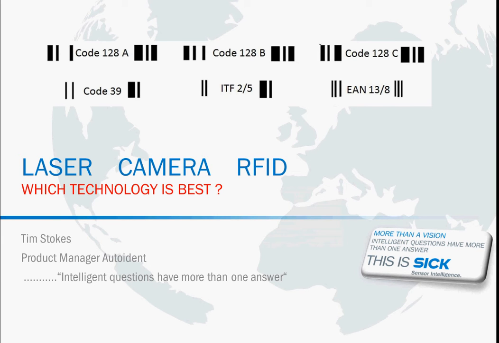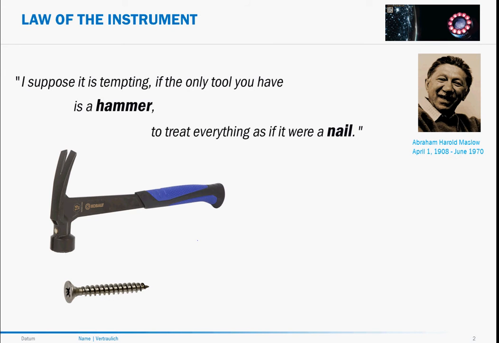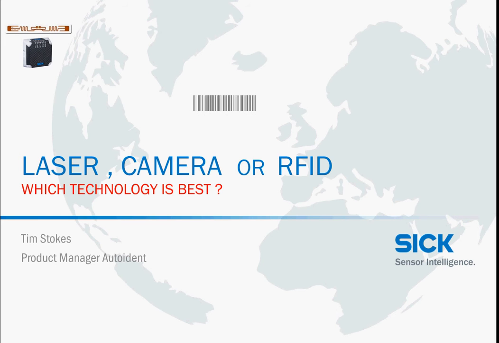This is a summary of the training presentation done in January based on laser, camera or RFID. And the analogy I like to use is the law of the instrument, meaning that if all you have is a hammer, then everything is going to look like a nail. And luckily at SICK we have the technology to read all types of code, whether it's an RFID code, a 2D code or a linear code.